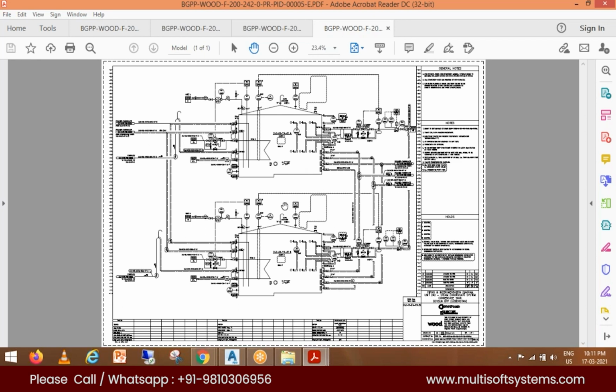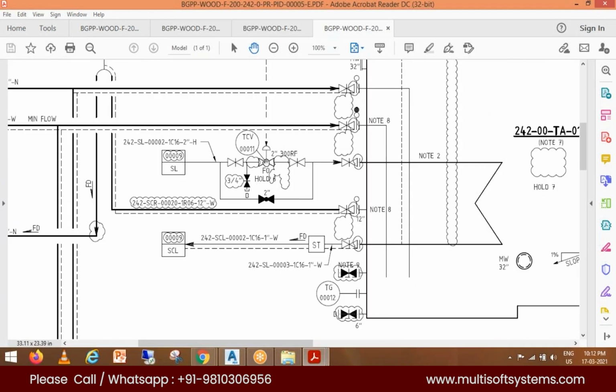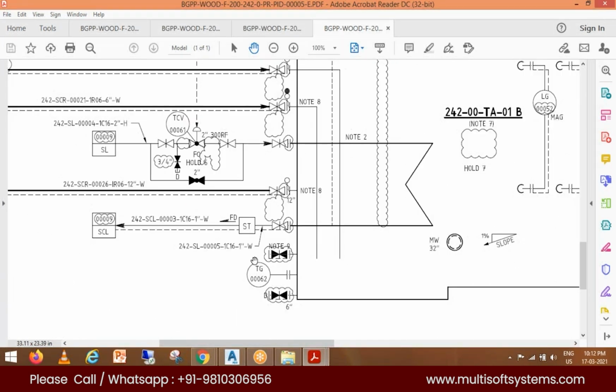The third part will come with the instruments. If I zoom into this part, this is an instrument, this is an instrument valve, this is an instrument actuator, and this is the label of an instrument, the item number of the instrument. This is one part, this is another part, and then this is the third part.